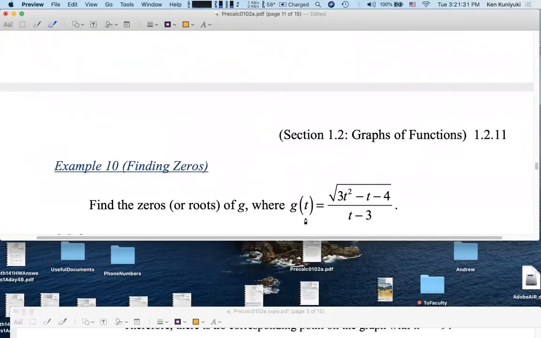Next up, this is our monster for the day. Find the x-intercepts for the graph of y equals this thing. The key thing is to find the real zeros or roots for this. We'll do that next time.